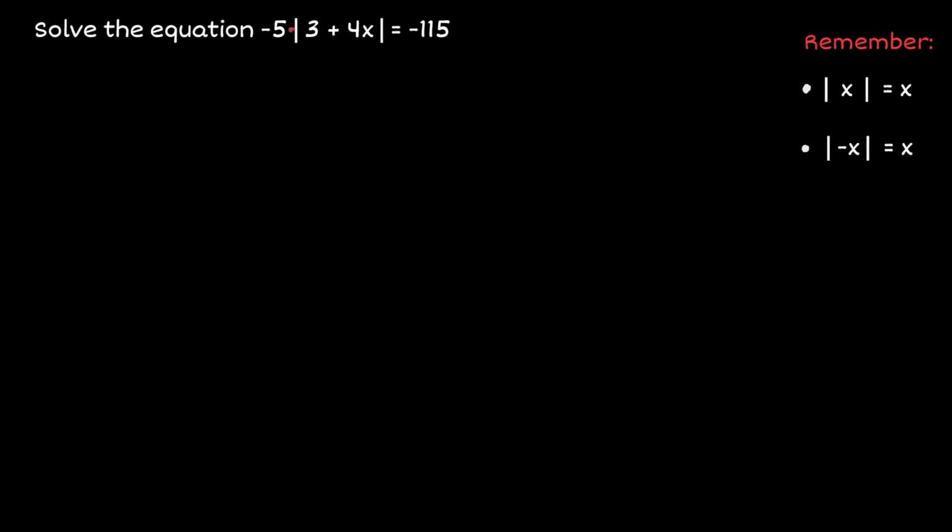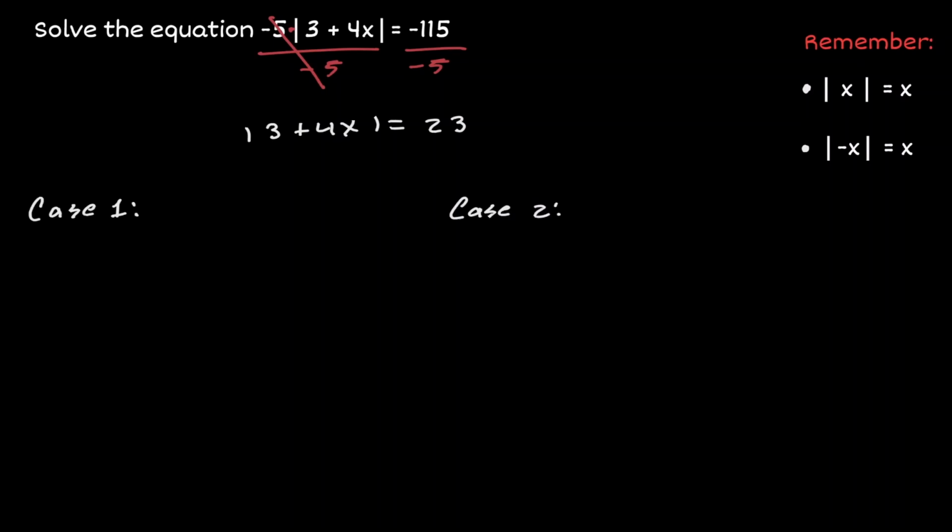So let's get our equation and let's divide by -5 on both sides. On the left-hand side, the -5s are going to cancel out. And on the right-hand side, we're going to get 23. And now we're good, because notice that the absolute value is by itself. Now we can consider the two cases.